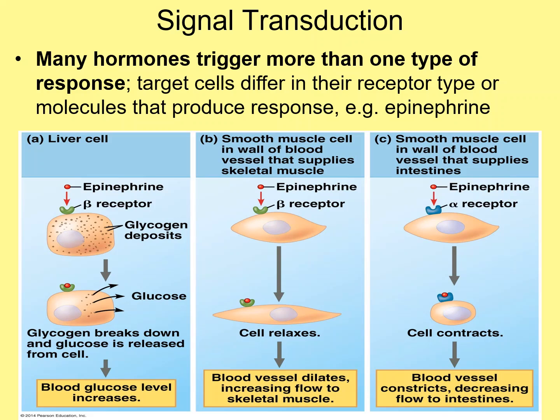So you can coordinate a response that way by having different cell types bind to the hormone and cause different changes based on the fact that it's a different type of cell, but you can also make different changes in the same kind of cell by binding to different kinds of receptors.